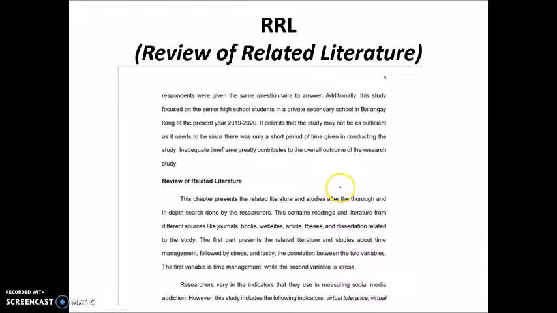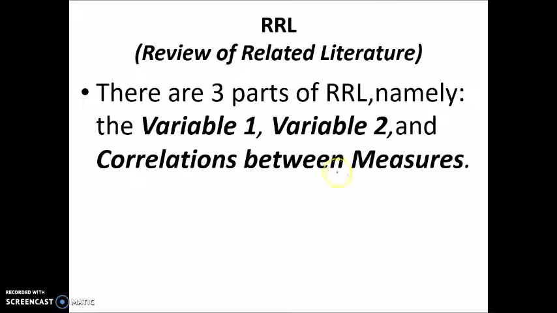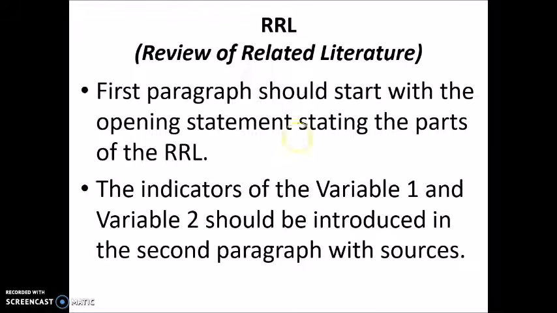Alright? So, ano ba yung review of related literature? Ano ba yung nandyan? So, there are three parts of RRL, namely the variable 1, the variable 2, and the correlations between measures. So, sa review of related literature, ang first paragraph should start with the opening statement stating the parts of the RRL. So, ano ba yung nandyan sa RRL mo? Ano bang nakapaloob dyan? Okay? So, that will be answered by your first paragraph.